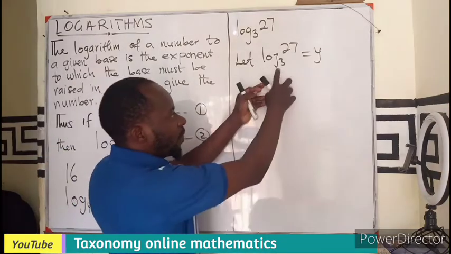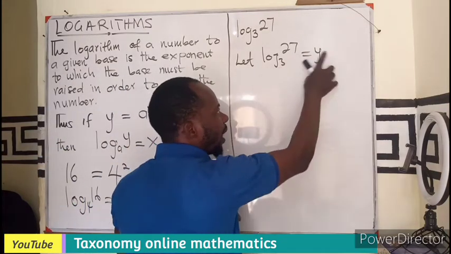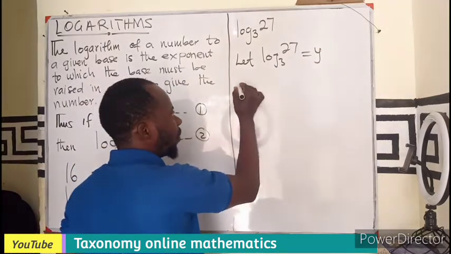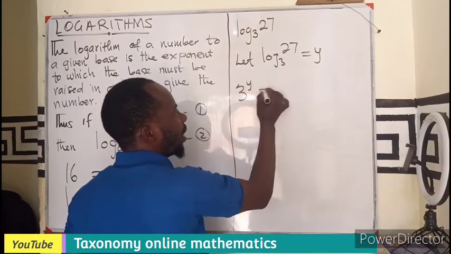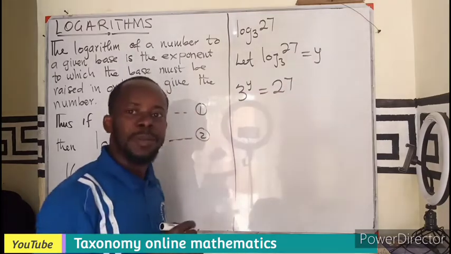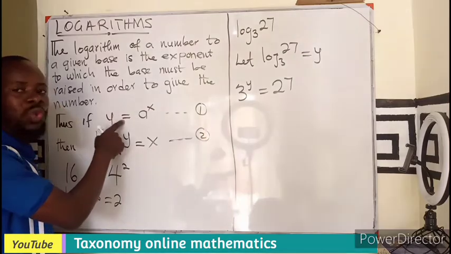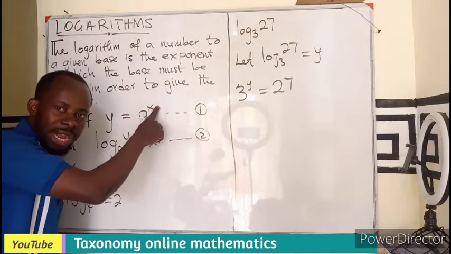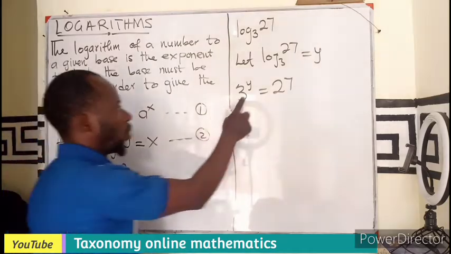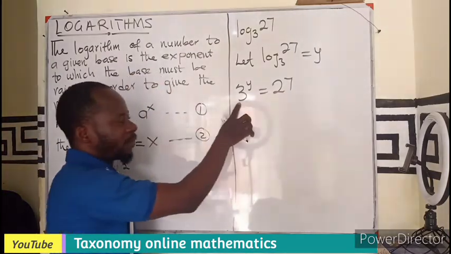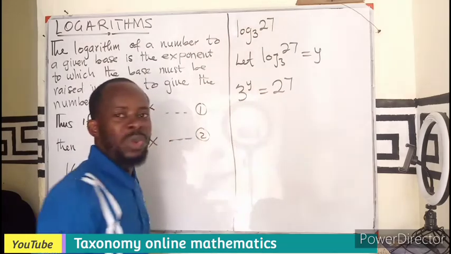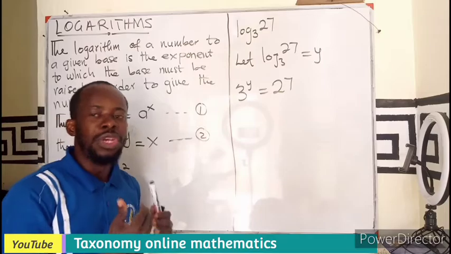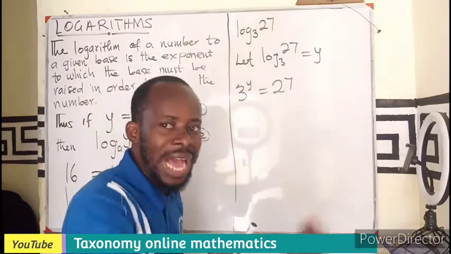So we can say that 3 exponent y is supposed to give us 27. So I will have 3 exponent y equals 27, and this is equation 1. 27 equals the base exponent, the x, which is now y. So I believe transferring from logarithm into indices, we can easily get the answer.